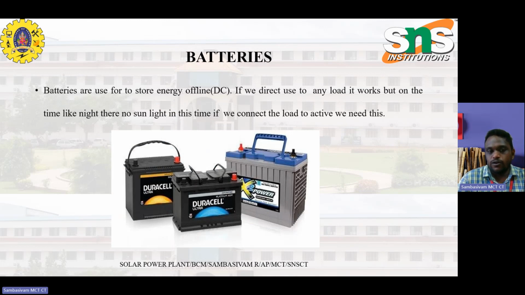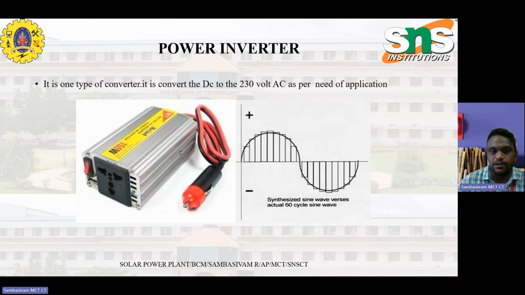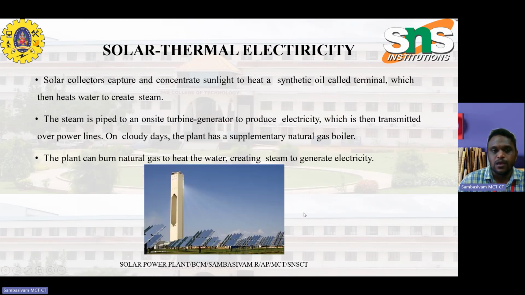Similarly, batteries are used to store energy, which is direct current. If you use it directly on any load, it works. But at times like night, there is no sunlight, and we cannot run the load directly, so at that time we need the battery. Similarly, the charge controller is a type of voltage regulator that charges the batteries and keeps the cells from overcharging. The power inverter converts DC to 230 volt AC as per the need of applications. The figure represents the synthesized sine wave versus the actual 60 cycle sine wave.